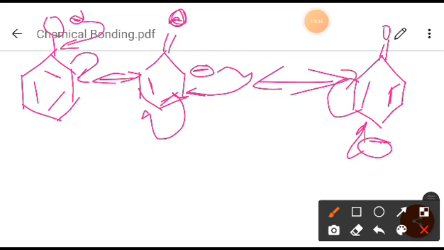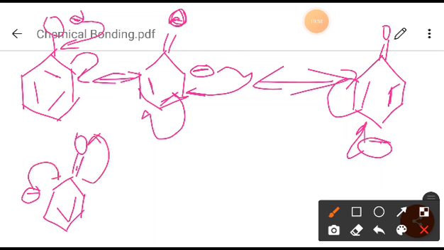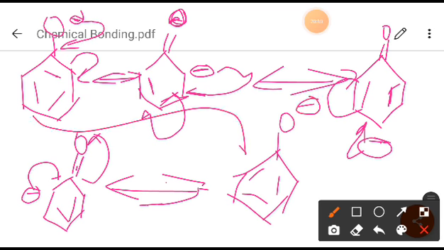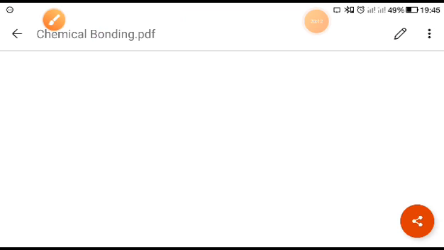The next resonating structure will be this: oxygen double bond like this, one double bond here, and the negative charge will be here. Now next, again it will shift here and it will shift that side, and the last resonating structure we will get is this. The same thing: from where we started, we have come to the end, right? So in this way we have to draw the resonating structures.